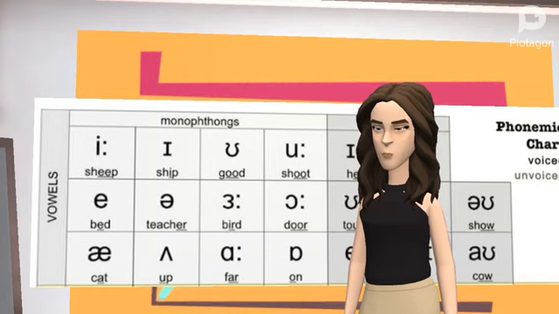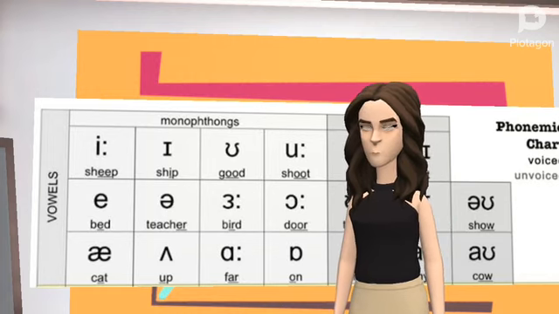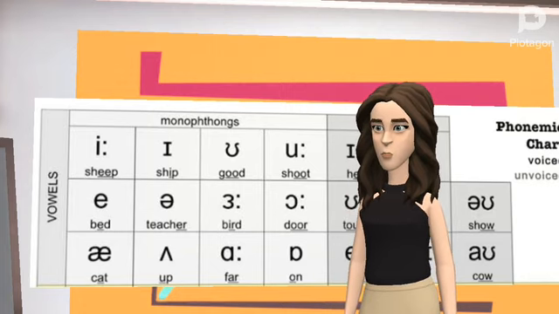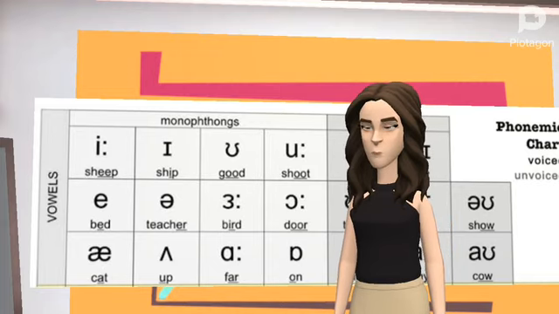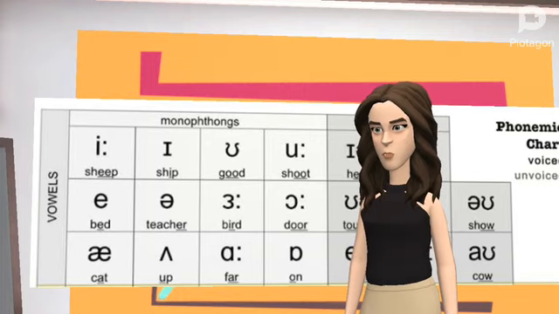Next, longer a, for example is far, pronounced in the back part of the vocal tract, with the tongue completely open and low in the mouth, and the lips in a spread position. And the last is short o, for example is on, produced in the back part of the vocal tract, with the tongue open and low in the mouth, and in a rounded position.